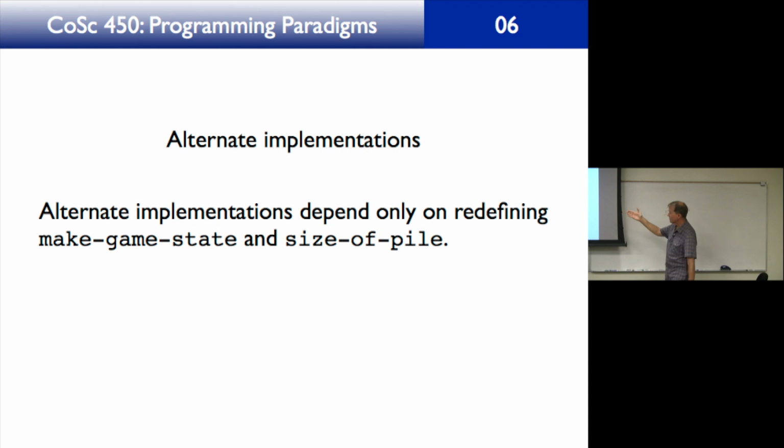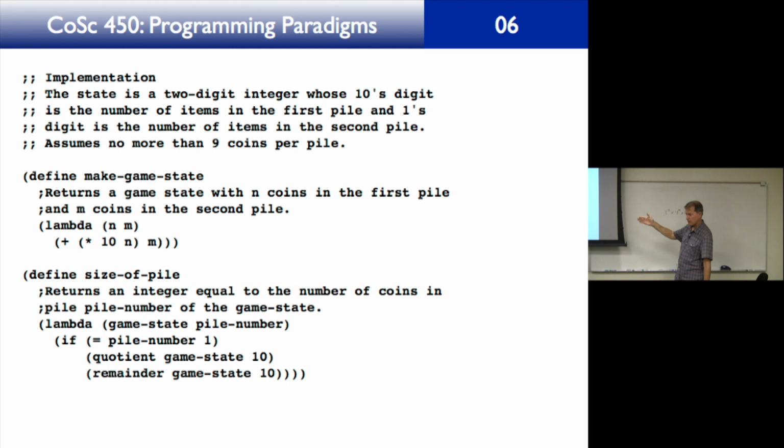So look, here is the code. Here's define make game state, and here's define size of pile. Look at the specification for make game state. It returns a game state with n coins in the first pile and m coins in the second pile. Well, for you, it will return a game state with n coins in the first pile, m coins in the second pile, and k coins in the third pile. That's an easy one, just a one-liner, because it'll have 3 parameters instead of 2, right? But now, that other thing will be in size of pile.